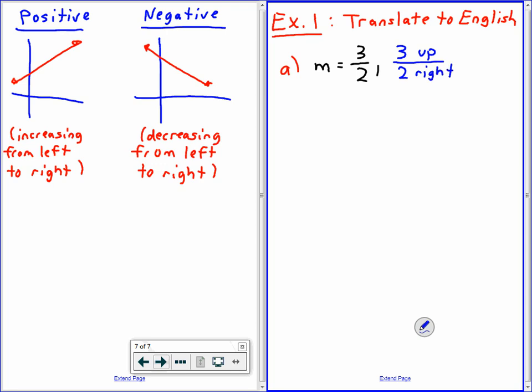Again, because the numerator is positive, that's your y value. Okay, so the y, so I should have wrote something else in there.